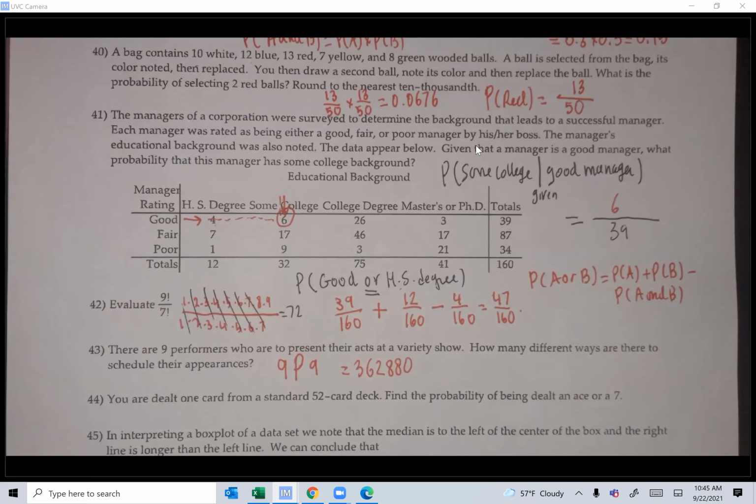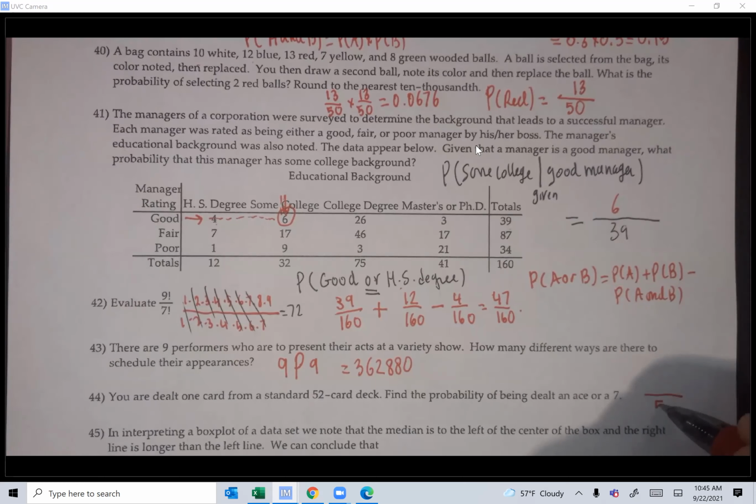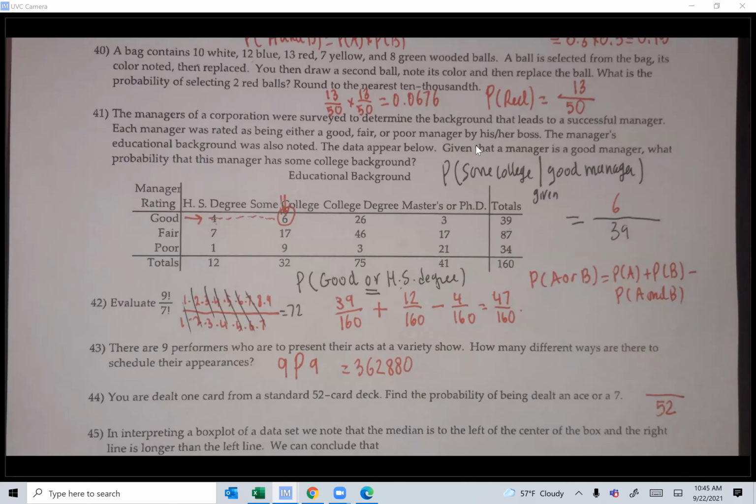Okay. Number 44, you are dealt 1 card from a standard 52 card deck. What's the probability of being dealt an ace or a 7? Okay, we have 52 at the bottom. How many aces and how many 7s would work in your favor here, which is the numerator? There's 4 of each. 4 of each, exactly. For students who don't know about a standard deck of cards, there are 4 of each, so it's 8.